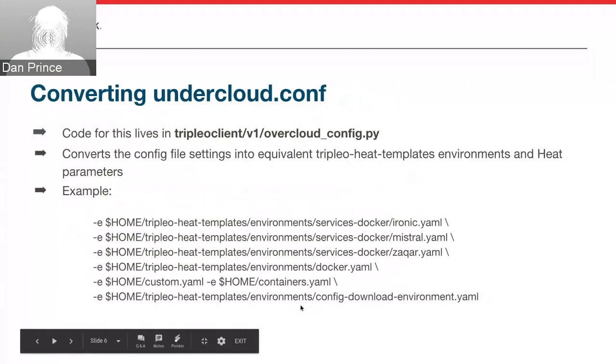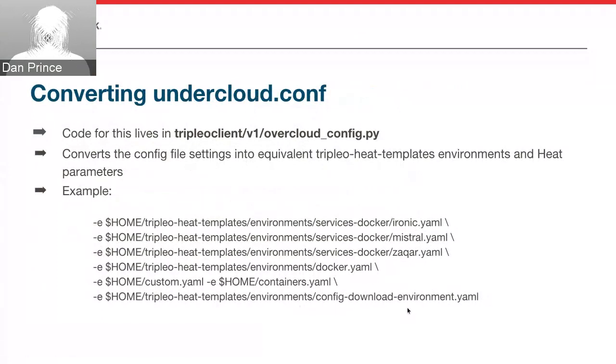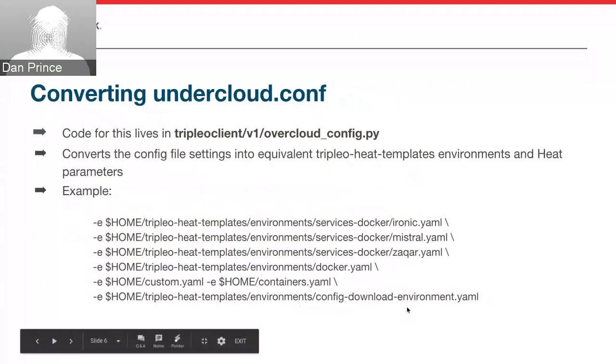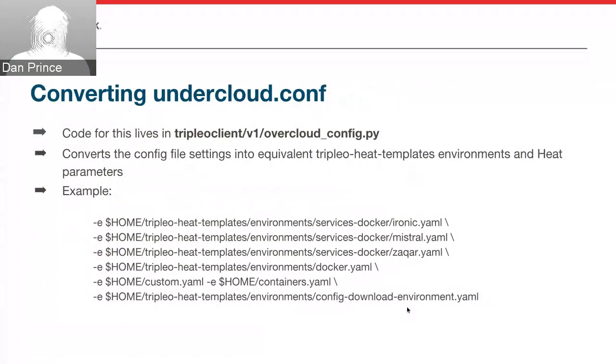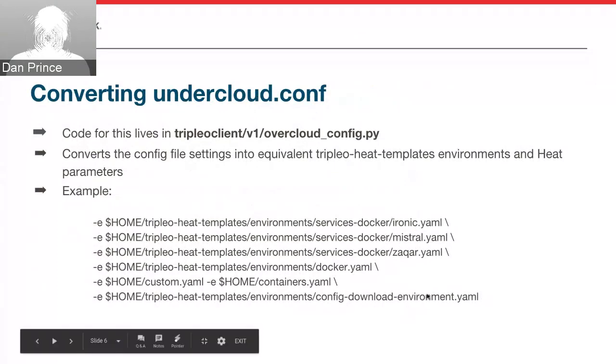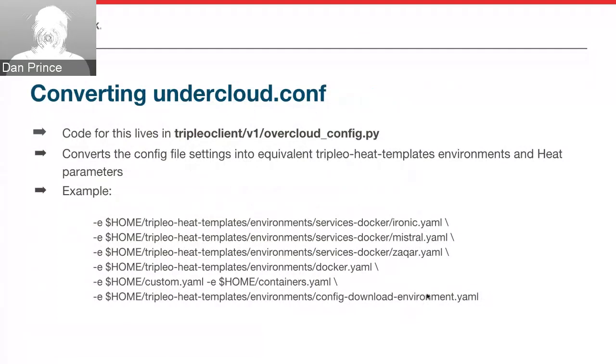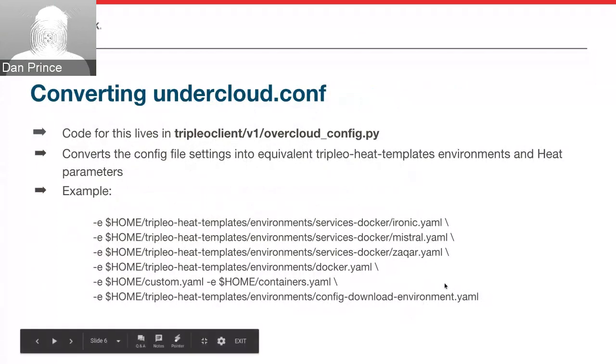And then the last part is config download. That's always going to be added because we always want to use config download to convert the heat stack into Ansible. Really, that's just a wrapper. It takes the undercloud.conf, converts it into heat environments and heat parameters so that we can run a resulting heat command under the covers of the installer. So this all happens transparently to the end user.